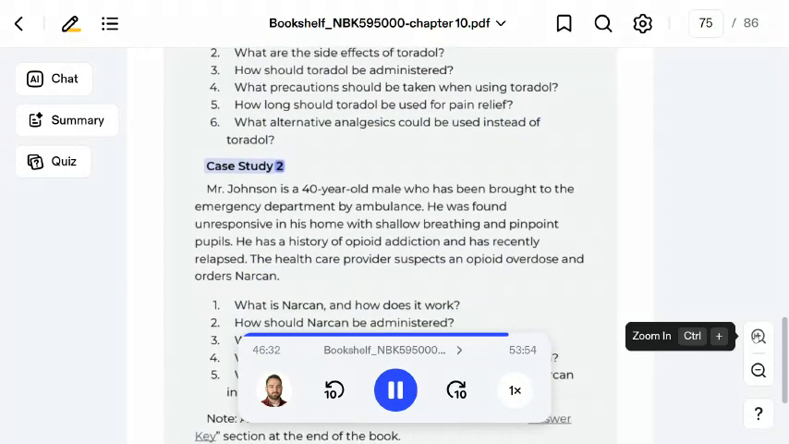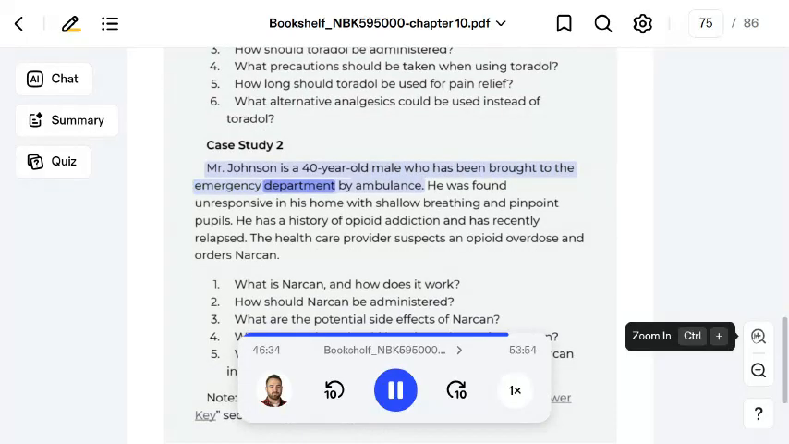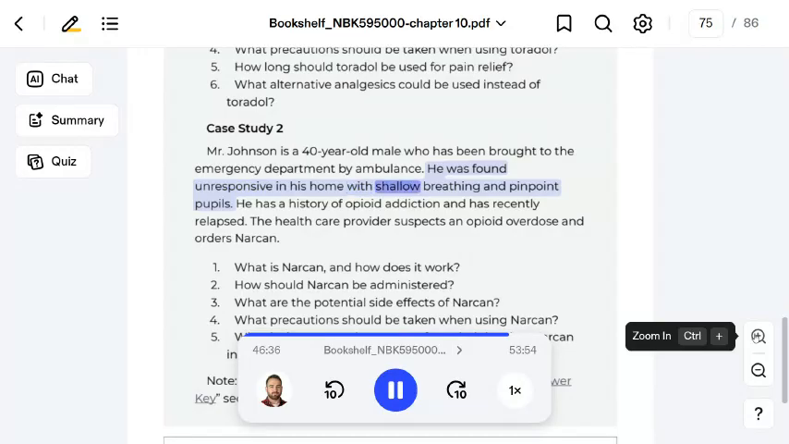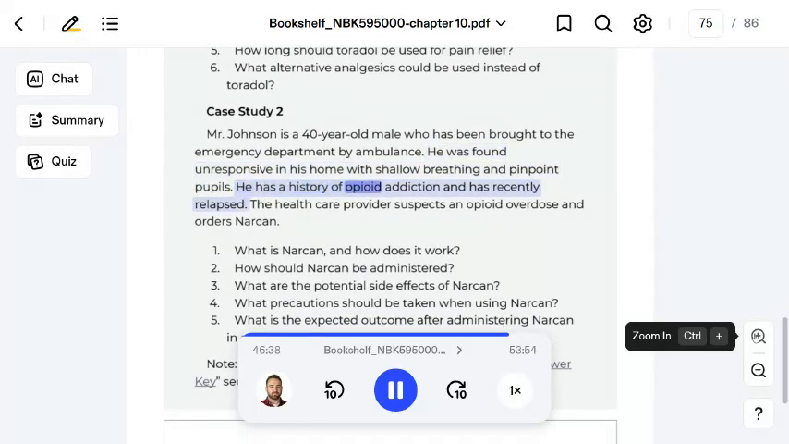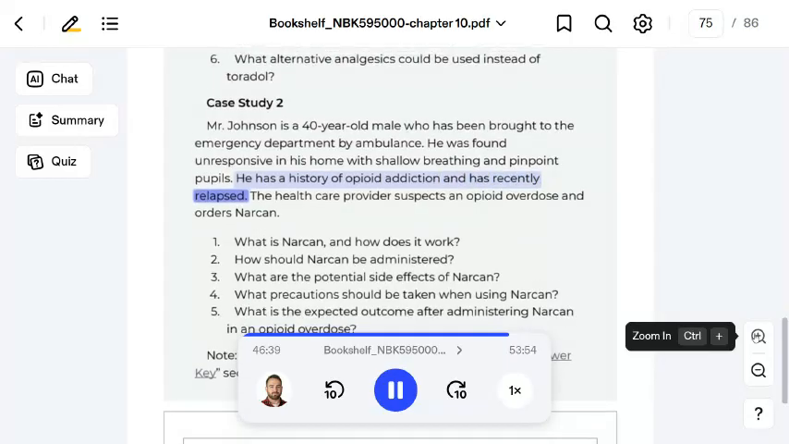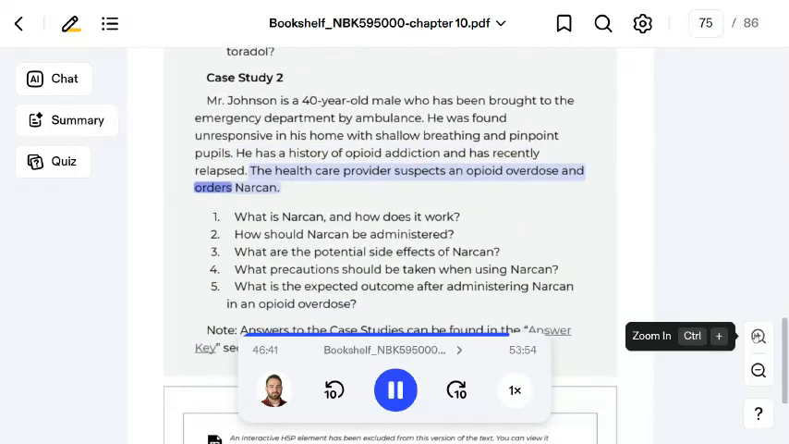Case Study 2. Mr. Johnson is a 40-year-old male who has been brought to the emergency department by ambulance. He was found unresponsive in his home with shallow breathing and pinpoint pupils. He has a history of opioid addiction and has recently relapsed. The healthcare provider suspects an opioid overdose and orders Narcan.